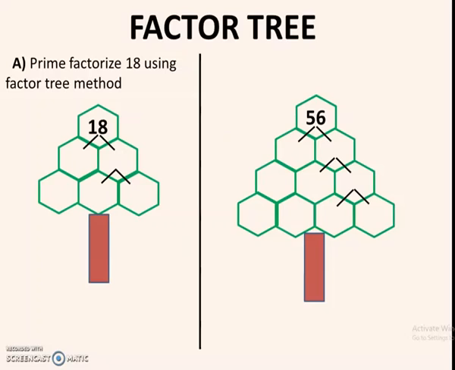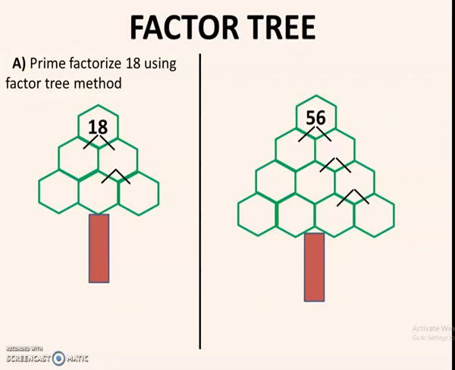Factor tree method. The first sum that I have taken over here is prime factorize 18, using factor tree method. Now I have made a small little tree over here, children. Obviously you don't have to make it. In the next slide you will see how you are going to do the sum in your notebook. It's going to be the same thing, but no pictures are to be made. This is here just for fun. So prime factorize 18 using factor tree method.